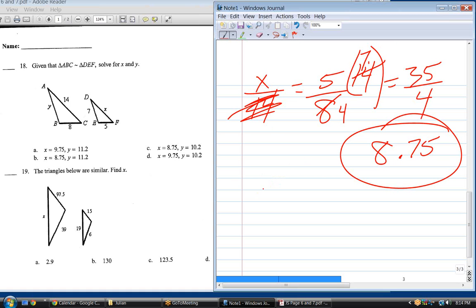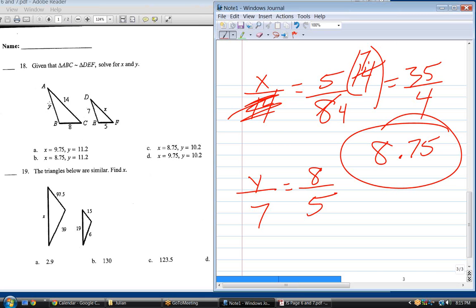So how do I solve for y? Y over 7 equals 14 over 8.75. Let's not bring decimals into it if we don't need to. What's a better ratio to use? Same ratio you used on the first part of the problem. 8 over 5. In other words, these ratios have to be the same regardless of which side you're talking about.